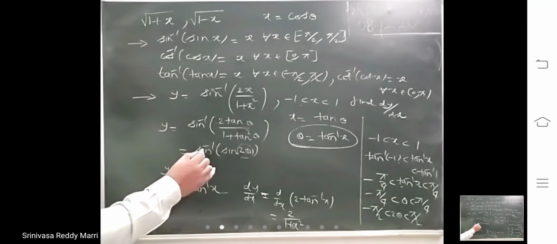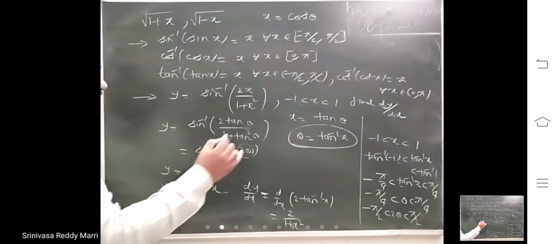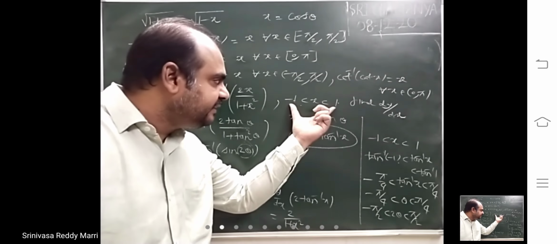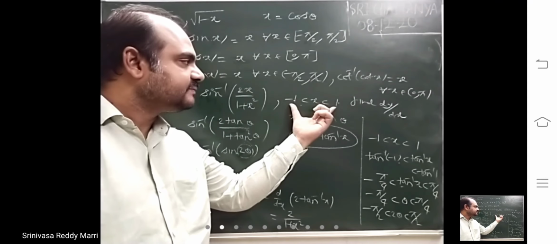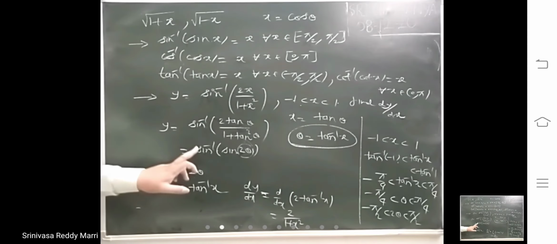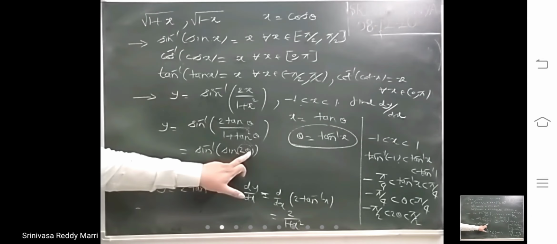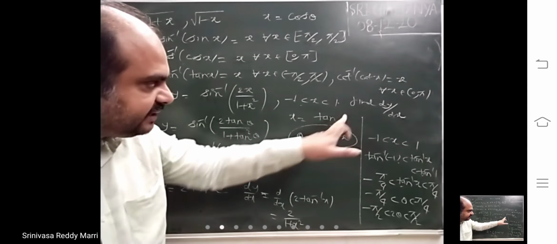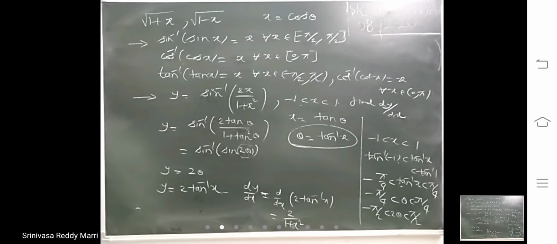Generally, he will give this x interval because in sine inverse sine x, the angle must lie in the interval minus pi by 2 to pi by 2. Generally in the exam, he will give the x interval such that sine inverse sine of whatever you got cancels and you get this one. Those are called principal values.